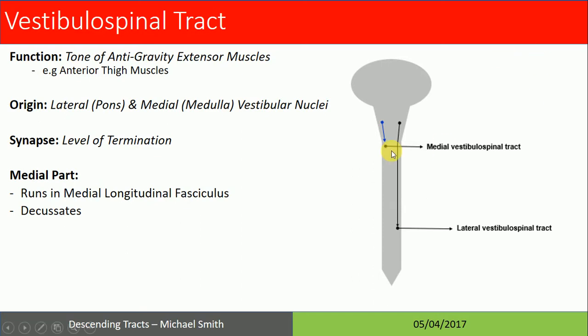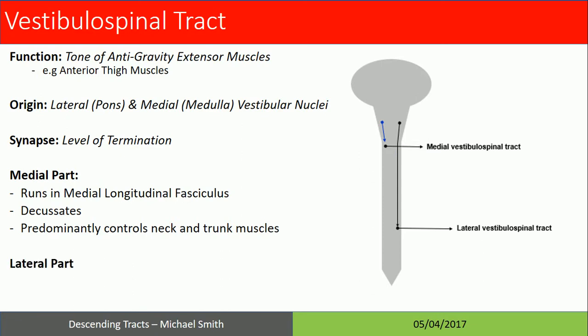And it's also worth noting that because it's running medially, it will decussate at the level at which it terminates. And this is mostly used for our neck and trunk muscles. Our lateral vestibulospinal tract will run in the lateral vestibulospinal tract, and it will not decussate.